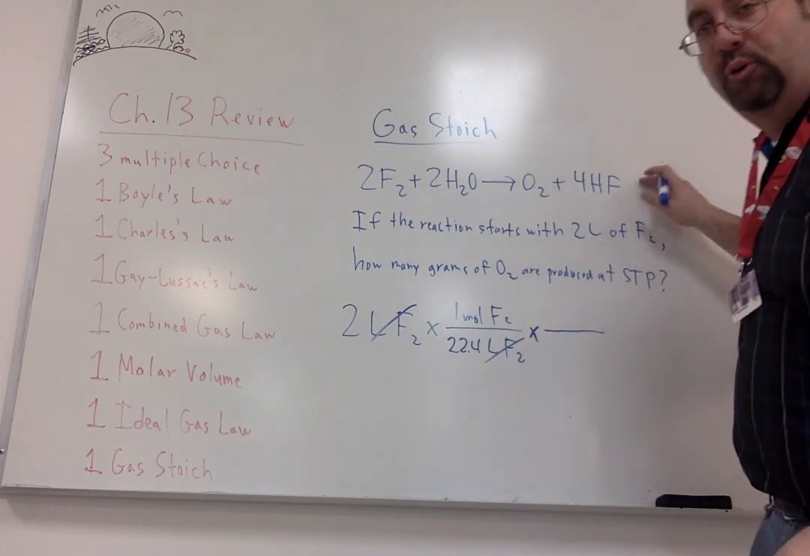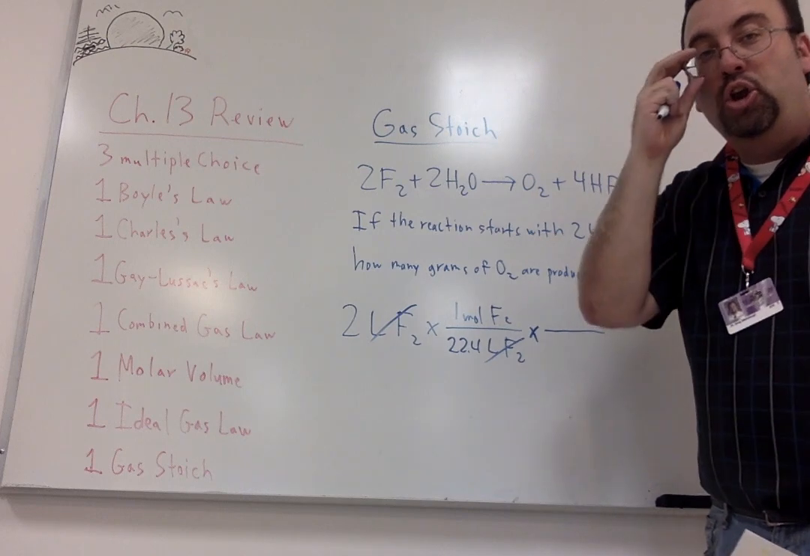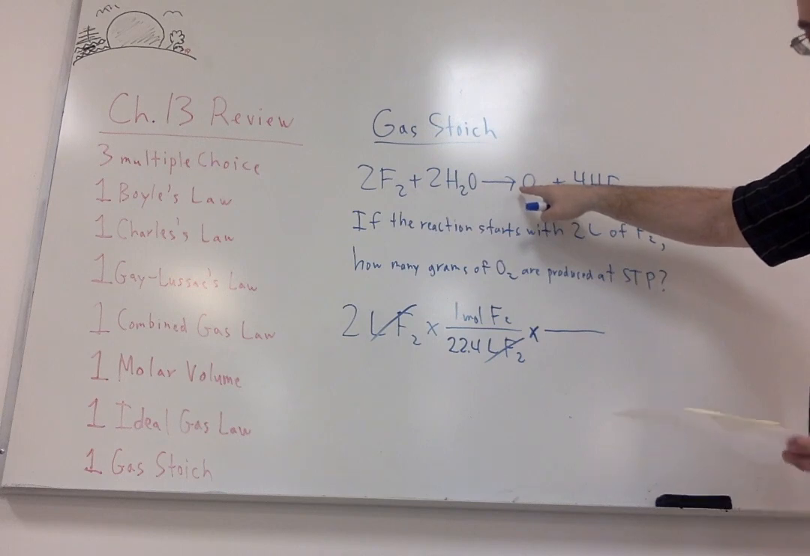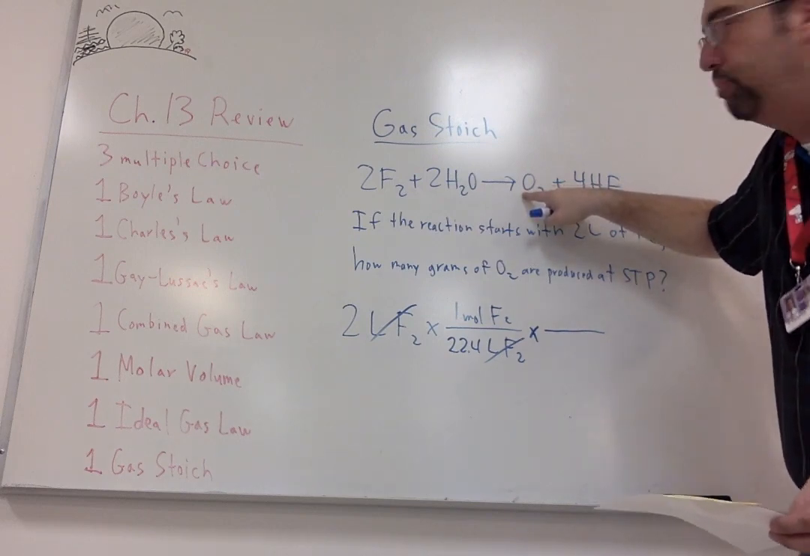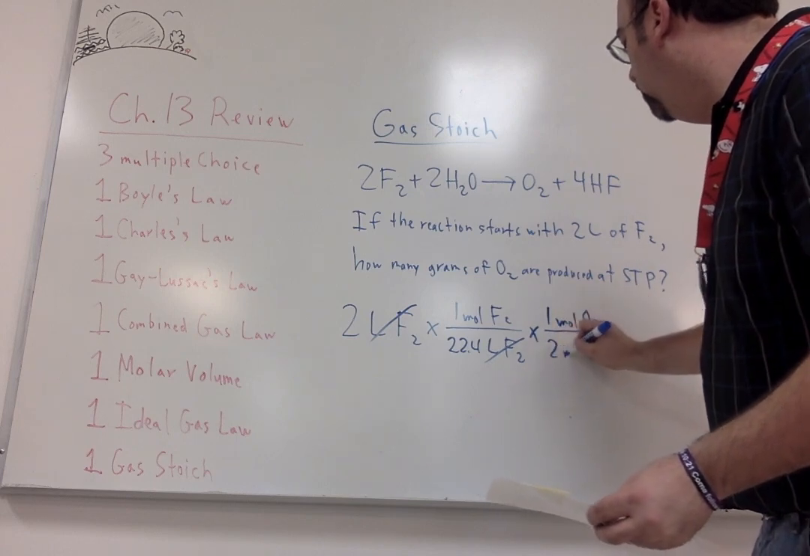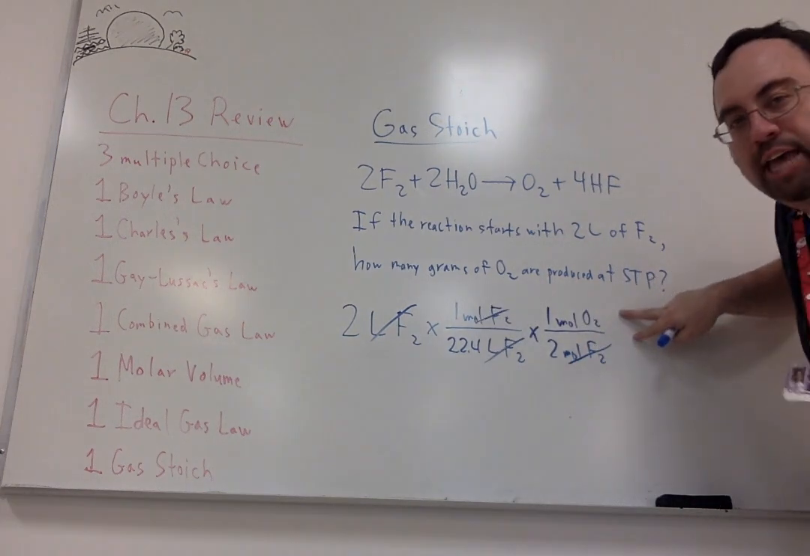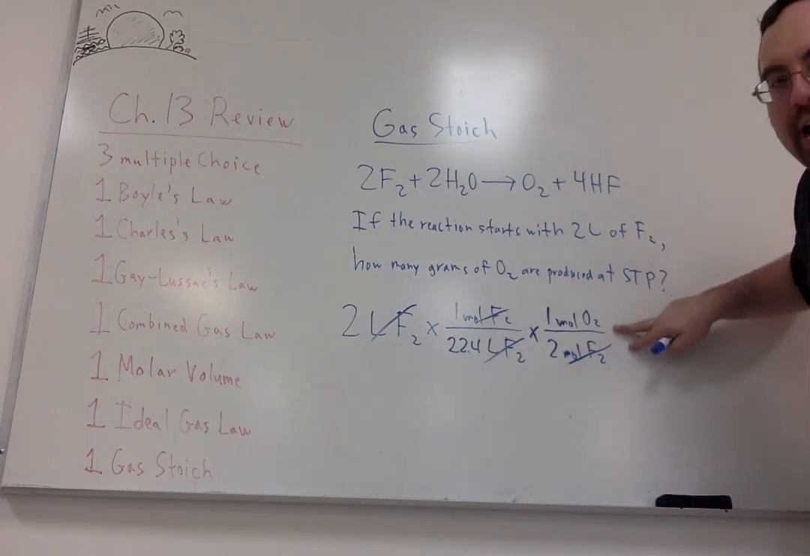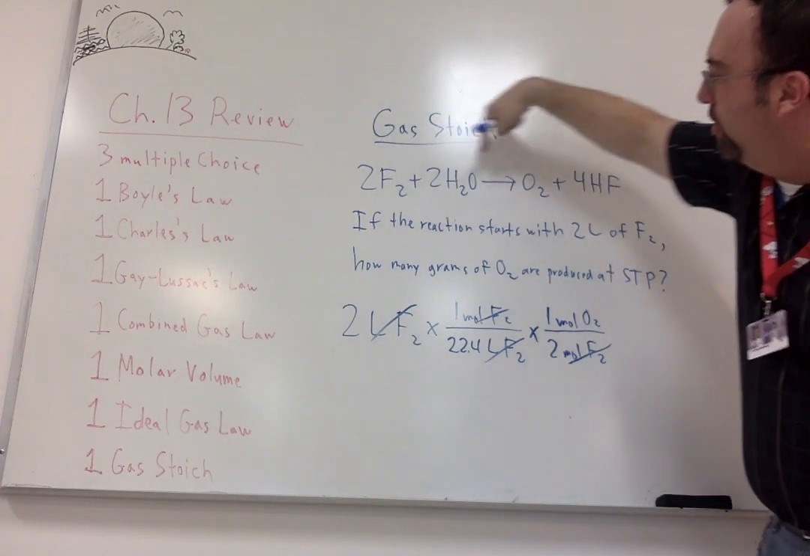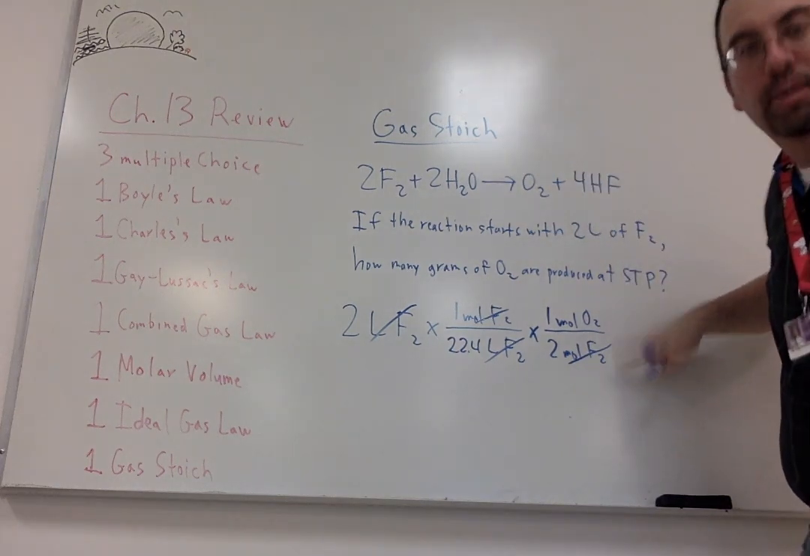We next need to go from moles of F2 to moles of O2, and again we need to use our balanced chemical equation. We use the coefficients out front to help us out with that. Notice that we have 2 moles of F2 and we have just 1 mole of O2. So we're going to put the 1 mole of O2 on the top, the 2 moles of F2 on the bottom. And so again, I was able to get this conversion factor using the balanced chemical equation, the 2 and the invisible 1 here for oxygen. So 1 mole of oxygen to 2 moles of F2.